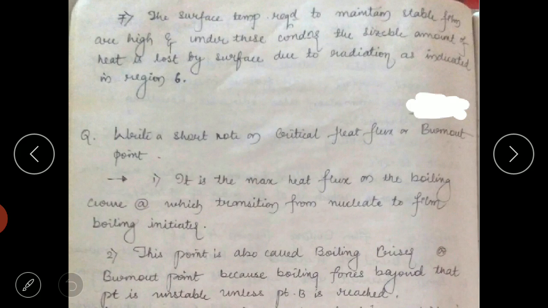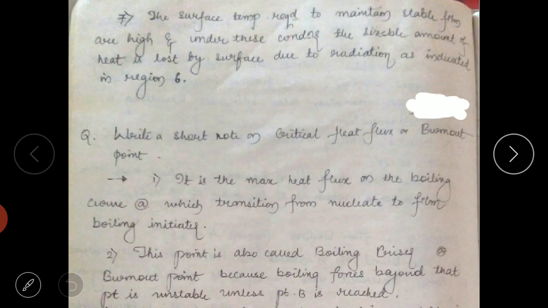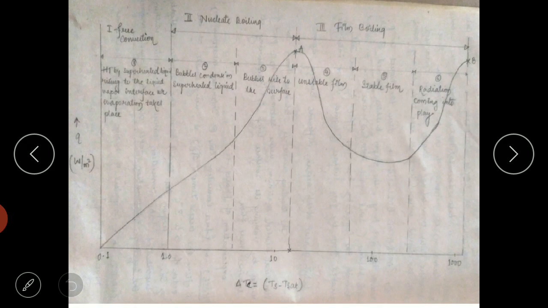Okay, there will be another question, something like this: write a short note on critical heat flux or burnout point. The content is here, you can read it out. Now, correlations used in boiling. Initially, for nucleate boiling we have these correlations. This is the heat flux Q by A and this is the maximum heat flux. Maximum heat flux indicates the particular point which we have seen in the figure. So nucleate boiling is for this region.